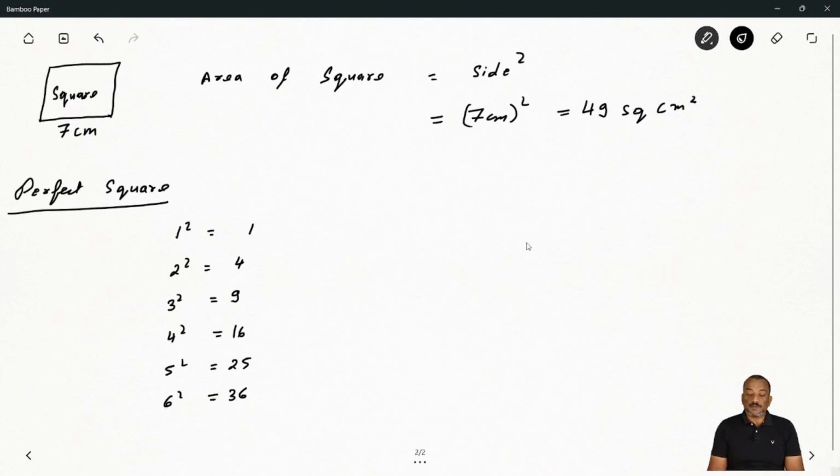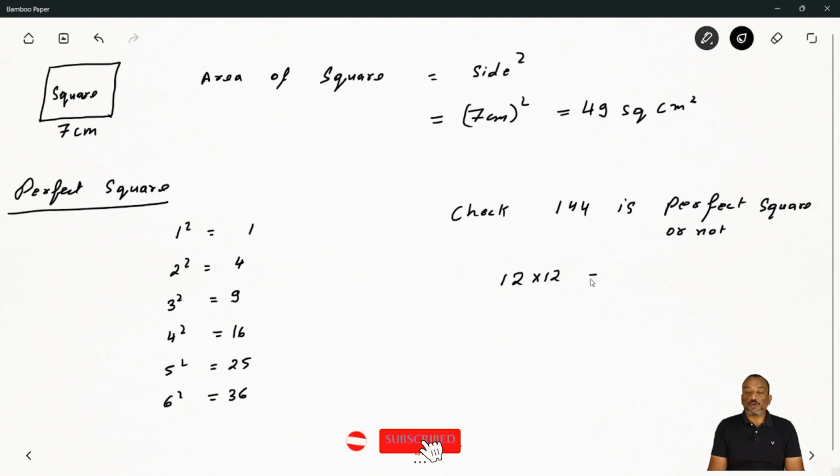परफेक्ट स्क्वायर. इसमें आपके कुछ क्वेश्चन आते हैं, जैसे चेक 144 is perfect square or not? ठीक है, तो आप देखोगे अगर आपके पास टेबल आपको पता है तो 144 is a perfect square of what? 12. So 12 times 12, you will get 12 square, which is equal to 144. So we can say, hey, 144 is a perfect square of 12.